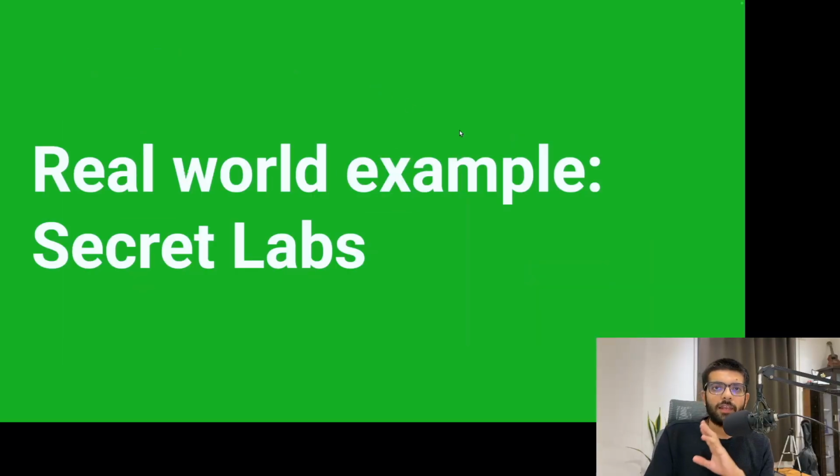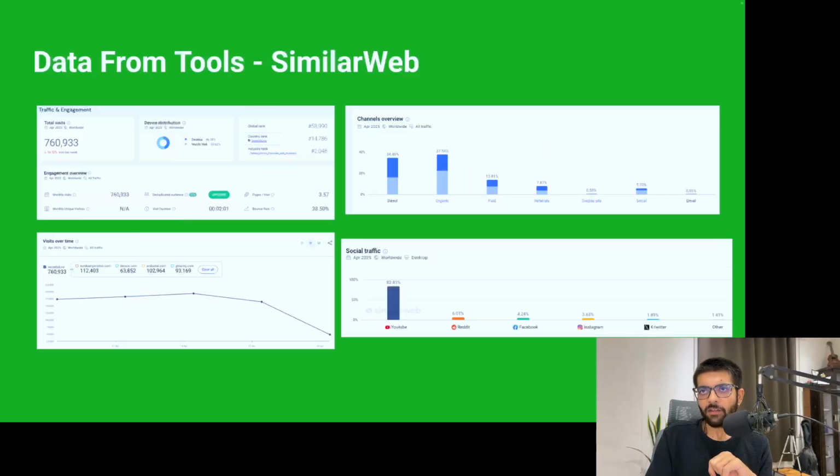Cool. Let's get into the real-world scenario without wasting any more time. The brand that I'm taking here to do competitor analysis is Secret Labs. They are a premium gaming and ergonomic work chair selling company based out of Canada and the US. So we'll do their analysis.